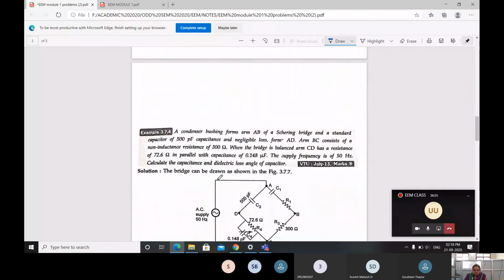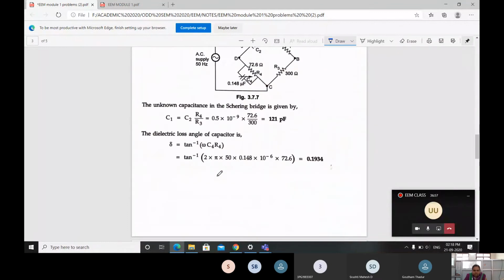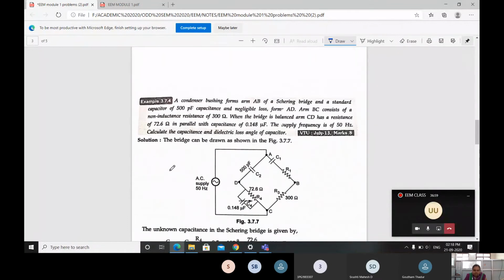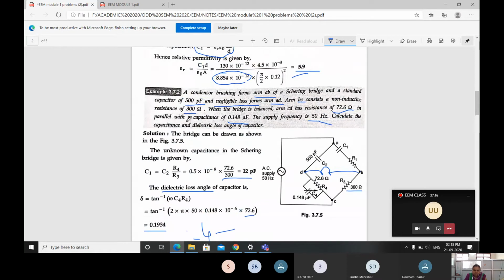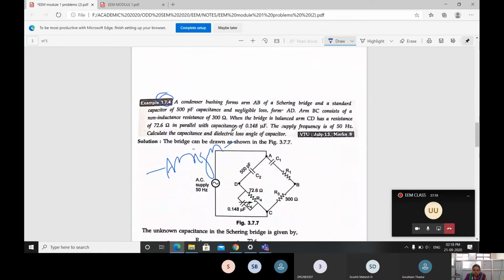Okay, then here also the same problem. I will give this as an assignment. You have to do this in the assignment part. The problem number 3.7.4, the same problem as in the previous one.